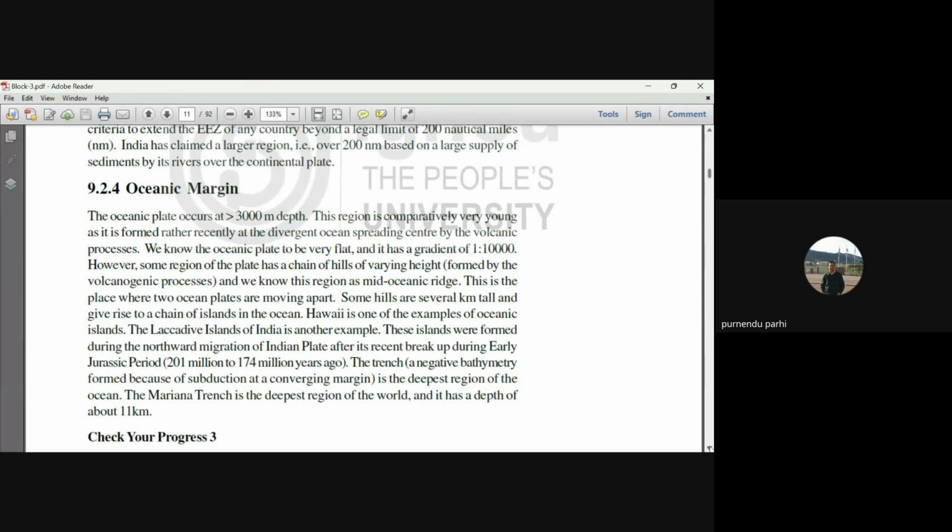Some hills are several kilometers tall, and some give a chain of islands to the ocean. Hawaii is one example of an oceanic island. The Lakshadweep islands of India are another. These islands were formed during the northward migration of the Indian plate after its breakup during the early Jurassic period. The trench is the deepest region of the ocean. The Mariana Trench is the deepest region of the world, at a depth of about 11 kilometers.